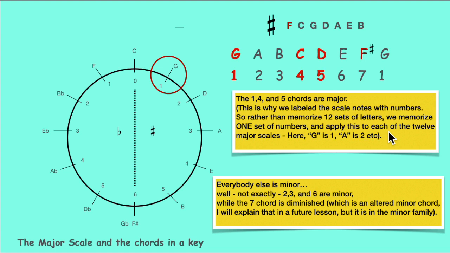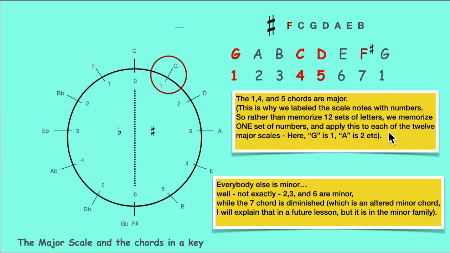For some reason, having to remember those 3 things caused some problems among some of my students. Not all, but some. And so what I started doing was 1, 4, 5 is major, everybody else is minor, because everybody can remember just 2 things. 1, 4, 5 is major, everybody else is minor. Oh, except for that weirdo 7, he's diminished. And for some reason, they would latch onto that.